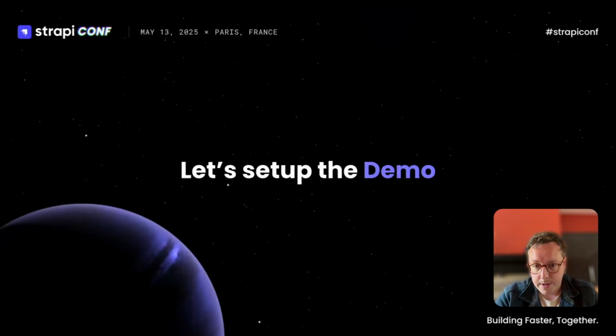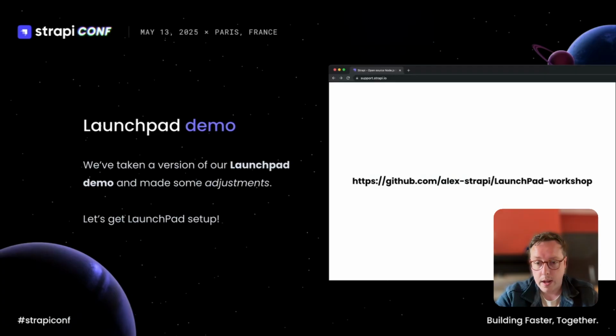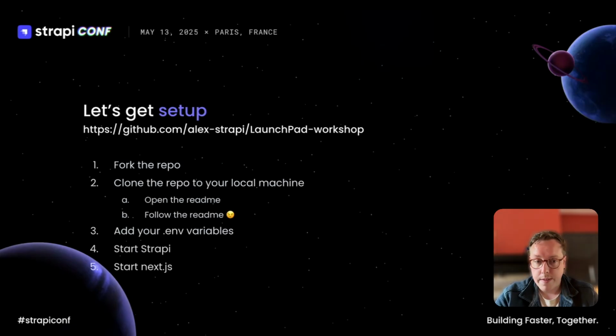But let's quickly set up a demo, and you can follow along with this if you want, but we will be going through mostly a slide deck today. We do have a little demo that you can find and download here. And what we've done is we've taken our Launchpad demo project, which is our best practice project, which is a really nice brochure site put together by the team. And we've made a few adjustments to it. So go ahead and pause the video and grab that GitHub URL and get that project cloned to your local machine. Let's get set up.